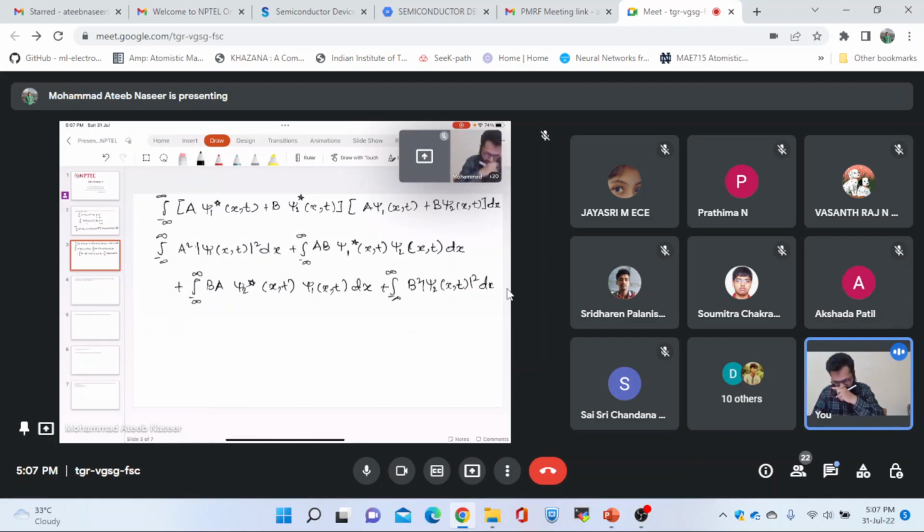Integrated over dx. So here we see we will be having four terms, and as we have seen earlier, we know these two quantities are already known to be less than infinity.